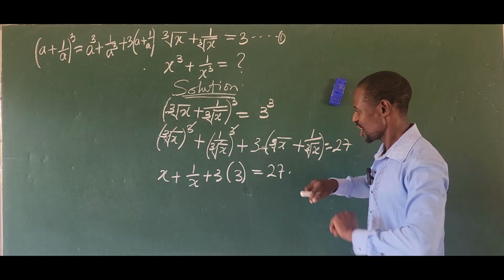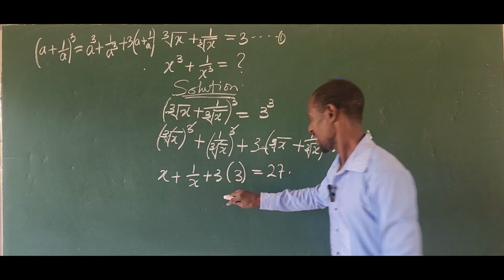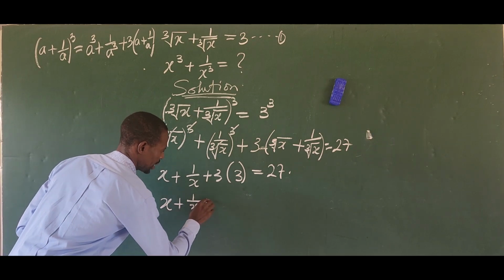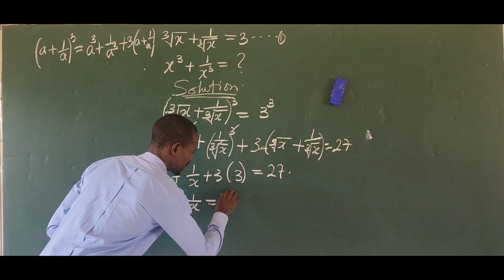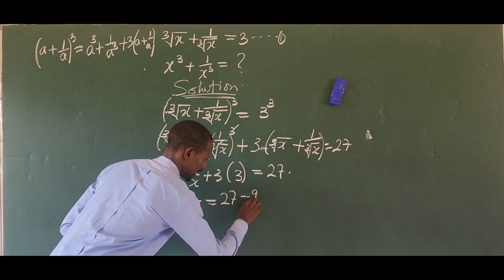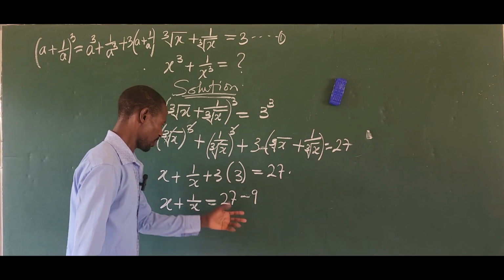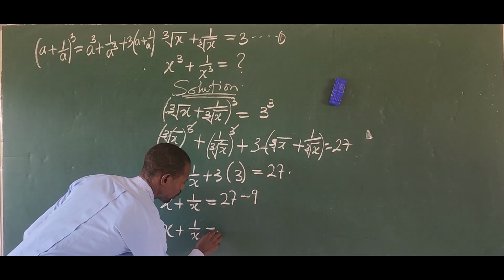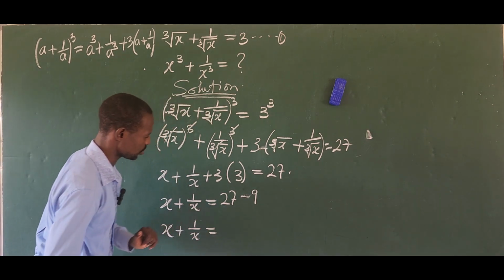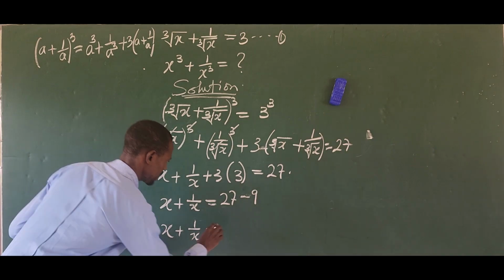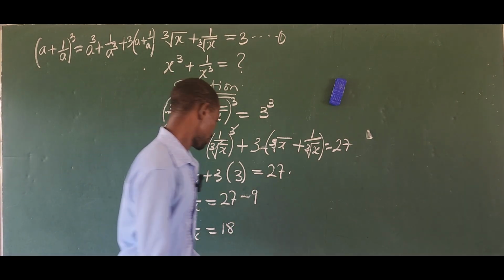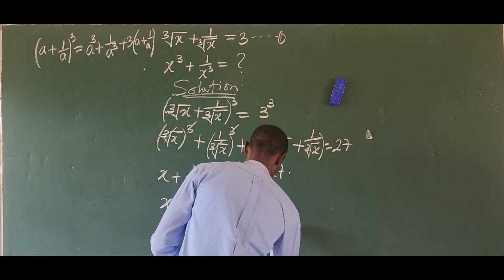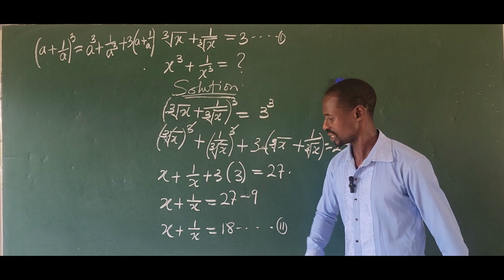Easy, right? Good. Now we can multiply this together and send this to the other side. So this is going to give x plus 1 all over x equal to 27 minus this, which will give us 9. Wow. So we now have x plus 1 all over x equal to, if we take away 9 from 27, 18, right? So we have 18 here. This equation, let's call it equation 2.